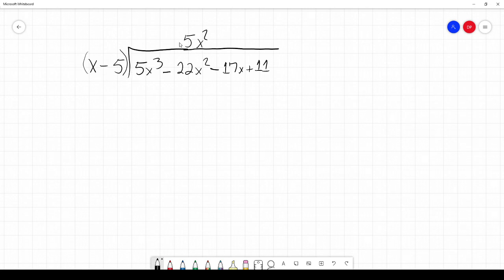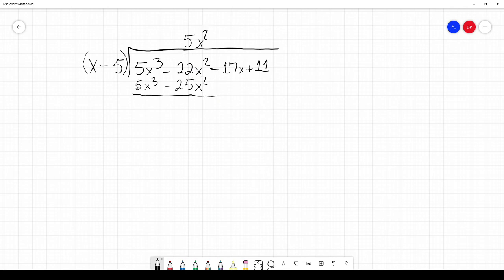So we have to do 5x squared times x. That's going to be 5x to the third. And then 5x squared times negative 5. That's going to be negative 25x squared. And notice how we keep everything lined up according to the degree, because now we have to subtract.